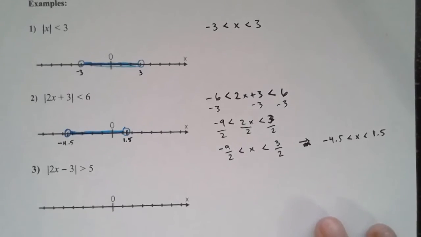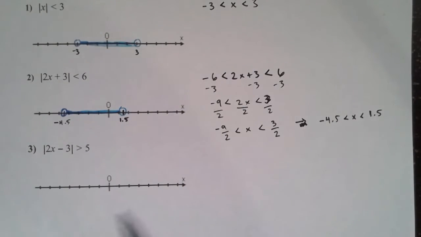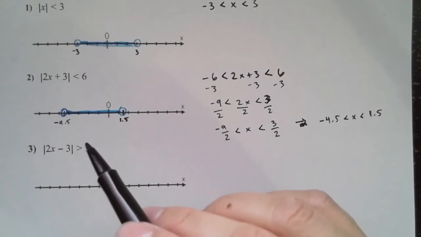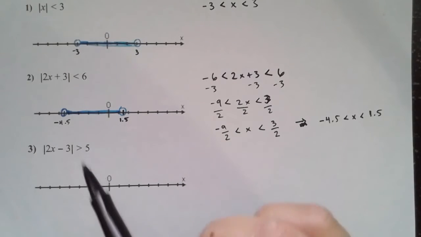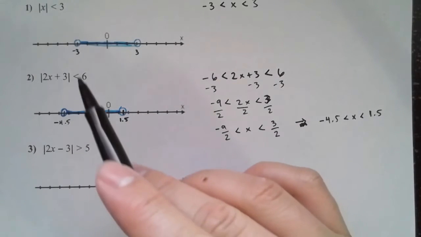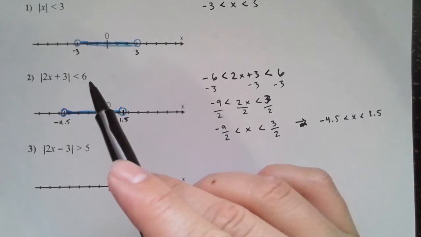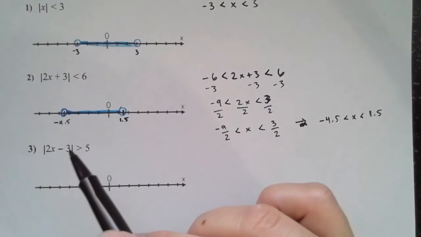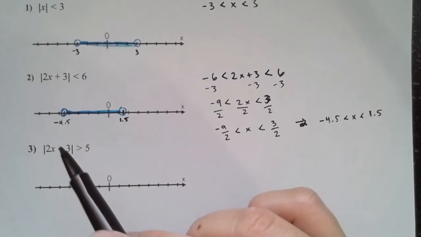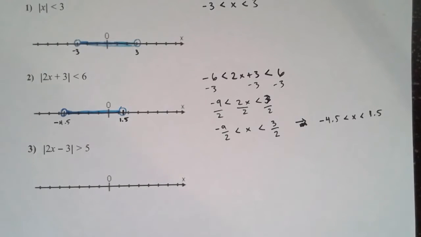Finally, last one here. I have to think, what's different in this case? Here I had the absolute value expression less than the number. In this case here, I have the absolute value greater than that value. Okay, so this does change things. It's slightly different.